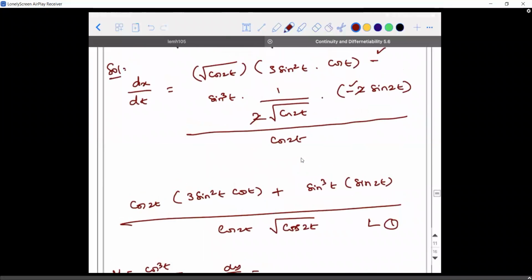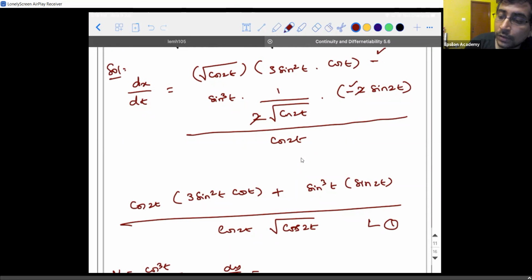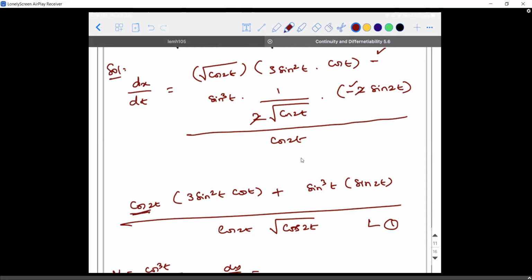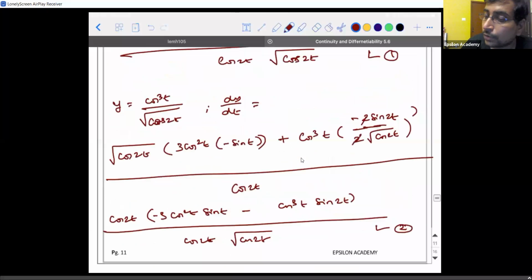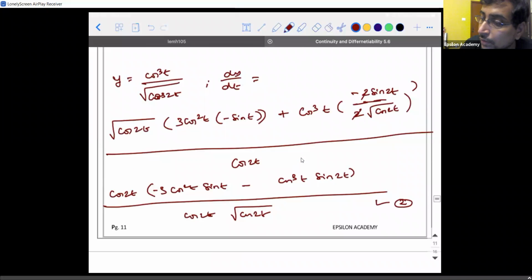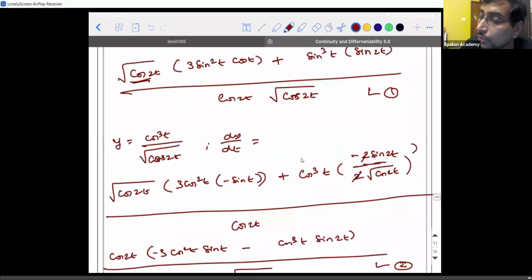In the first term which we got in the answer, given cos 2t in 3 sin square t. Shouldn't it be root over cos 2t? This one? Yes, sir, that one. Oh, sorry. Yeah, it is root cos 2t. Thank you. Here also I made a mistake. No, no, no. Yes, yes. Sorry. No, I was right only.